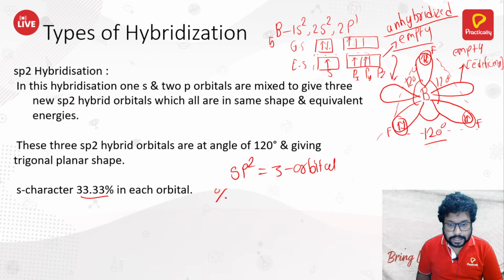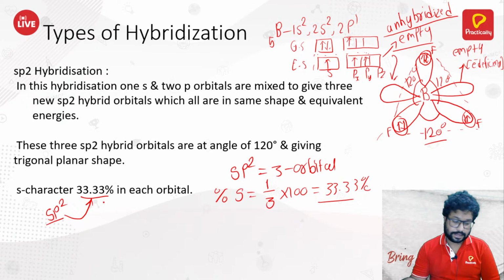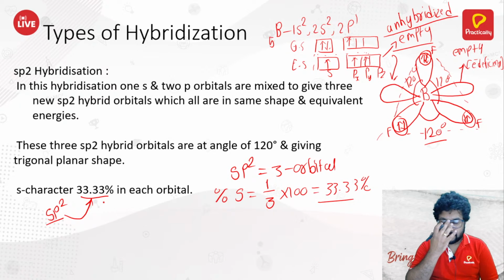So how do you calculate the percentage s character? You have only one s orbital, and the total number of orbitals is 3. So 1 by 3 into 100 is equal to 33.33. That is why sp2 has 33.33 percent s character. Okay, clear? Shall we move ahead now?